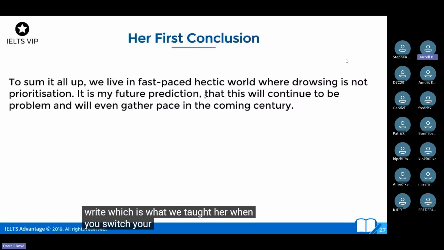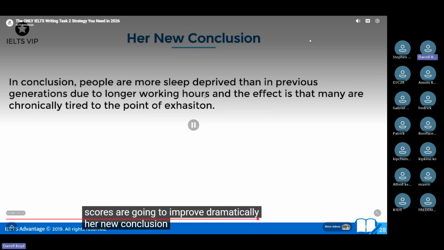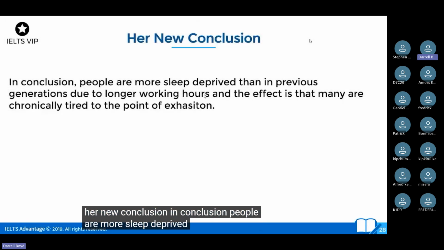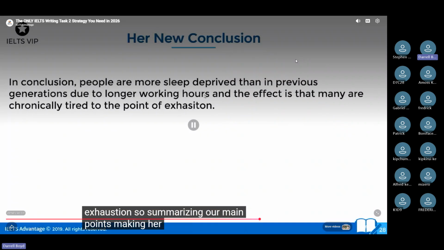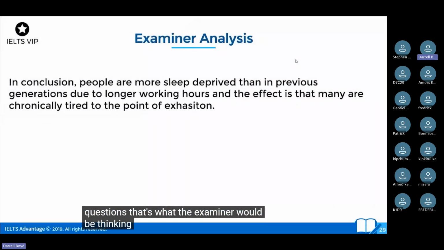When you switch your perspective from, I just want to look at a bunch of essays and copy a bunch of things, to, I want to learn how to write an essay, then your scores are going to improve dramatically. Her new conclusion: in conclusion, people are more sleep deprived than in previous generations due to longer working hours, and the effect is that many are chronically tired to the point of exhaustion. So summarizing our main points and making our position clear on both questions, that's what the examiner will be thinking about. Do the points link up with what is discussed in the rest of the essay?